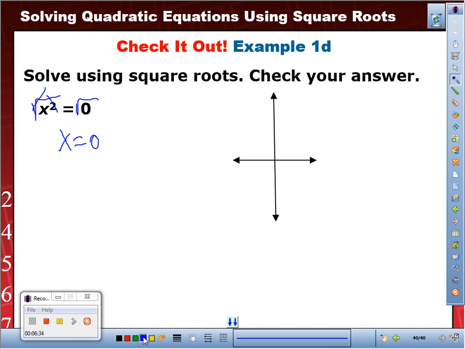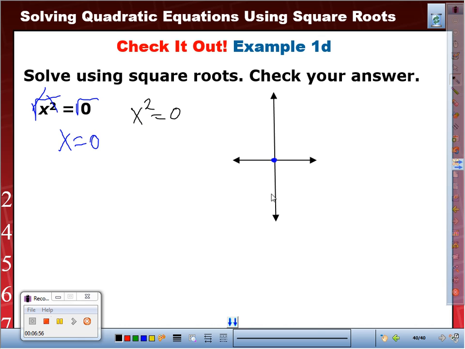So, my x-intercept is at what? 0, which is right here. What is my y-intercept? 0. Okay, let me show you the original equation. The original equation is x squared equals 0. What is my y-intercept? 0, because it doesn't have a constant, right? Therefore, the x-intercept and y-intercept are the same.